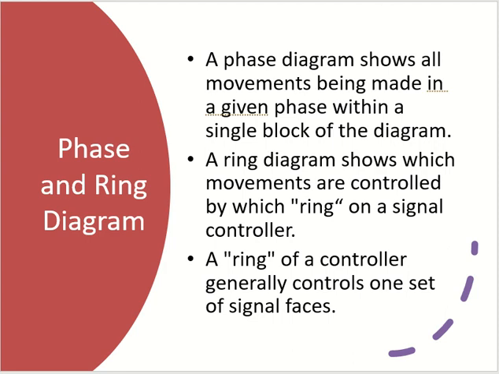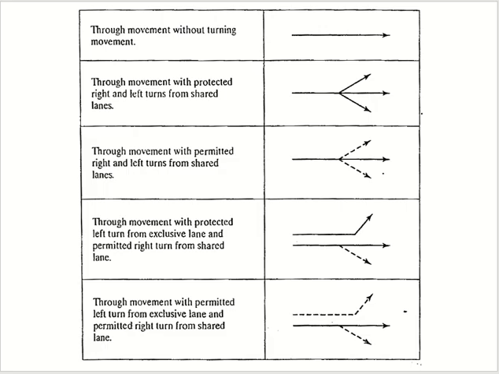Clear? Before I show you the example, here is the legend or the notations we are using in the phase or ring diagram. You see the arrows are showing the directions. Straight arrow means straight, left means left, right means right, and so on. You see some of the arrows have dotted lines. Dotted means the movement is allowed, like the right turn. So you don't wait for the signal, you take the right turn. If it is dotted, that movement is allowed. It's not controlled by the signal. Clear?